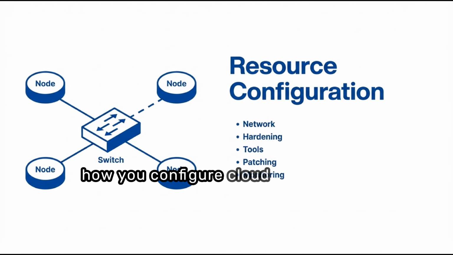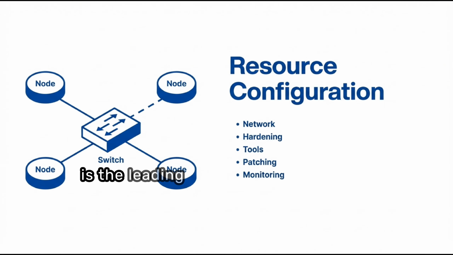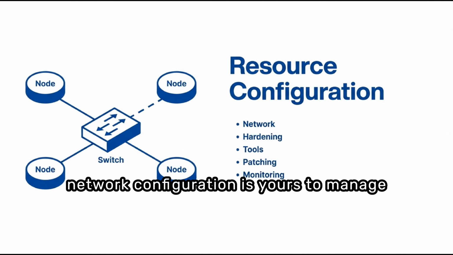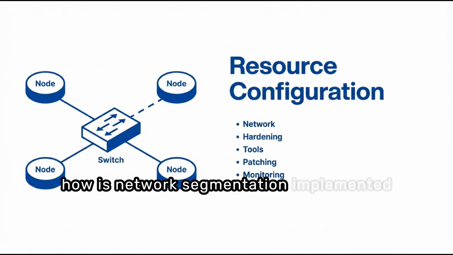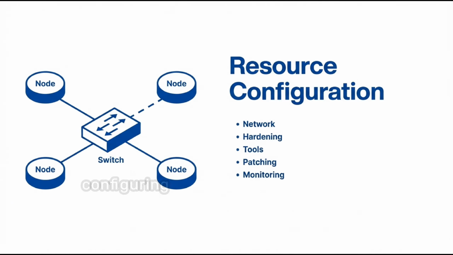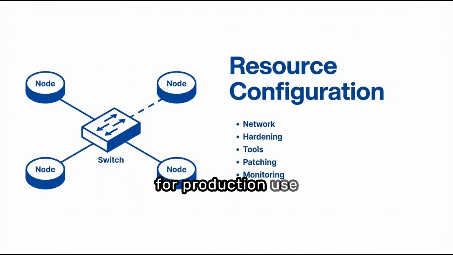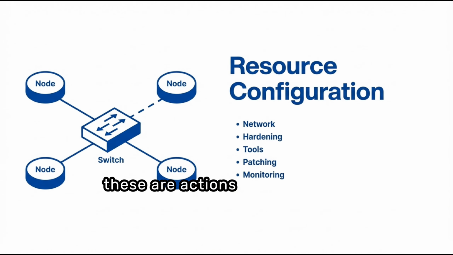How you configure cloud resources is fundamentally a customer responsibility, and misconfiguration is the leading cause of cloud security incidents. Network configuration is yours to manage. Which ports are open? What traffic is allowed between resources? How is network segmentation implemented? The provider gives you virtual networks, security groups, and firewalls. Configuring them correctly is your job. Resource configuration matters enormously. Default settings often aren't secure enough for production use. Hardening instances, changing default passwords, disabling unnecessary services, implementing proper logging. These are actions you must take.